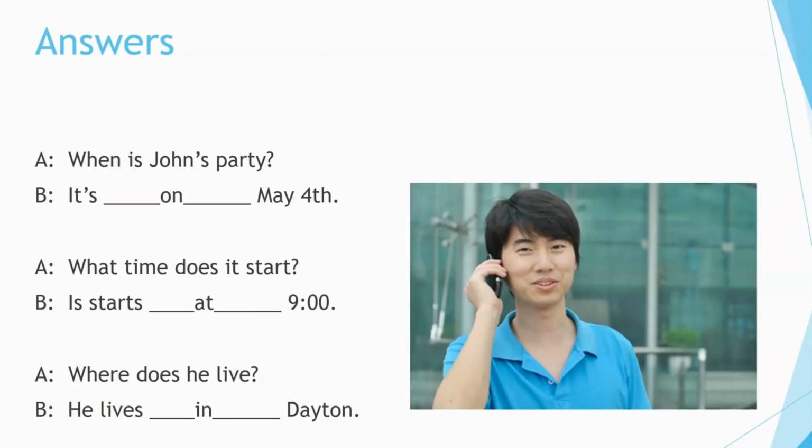Answers. When is John's party? It's on May 4th. What time does it start? It starts at 9 o'clock. Where does he live? He lives in Dayton.